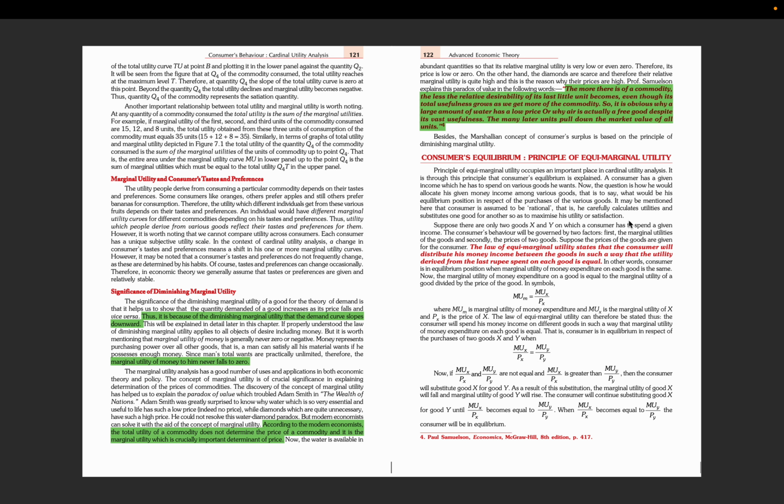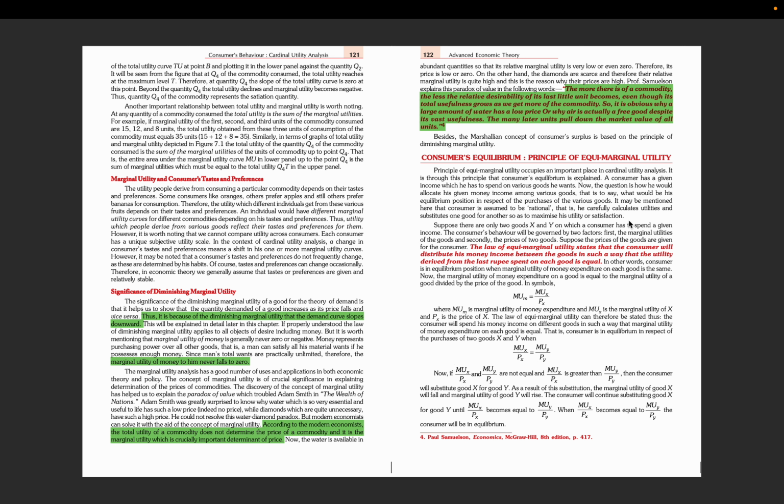It may be mentioned here that the consumer is assumed to be rational, that is, he carefully calculates utilities and substitutes one good for another so as to maximize his utility or satisfaction. We are assuming that the consumer is a rational consumer and he is going to rationally spend the money income that he has.